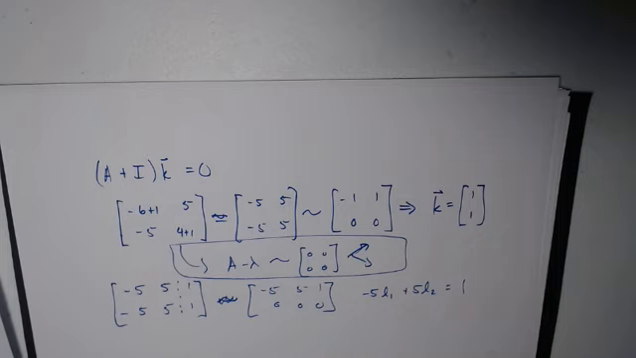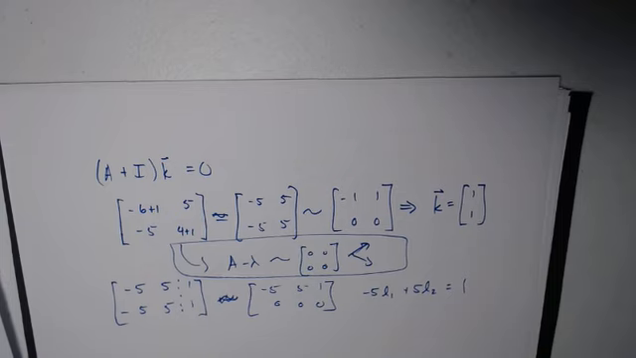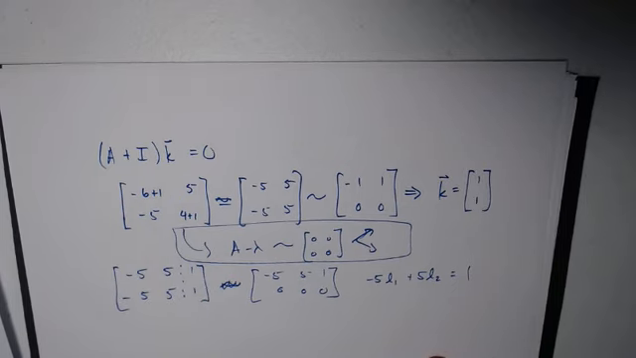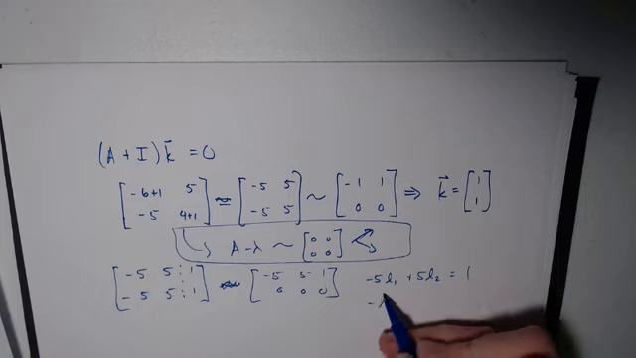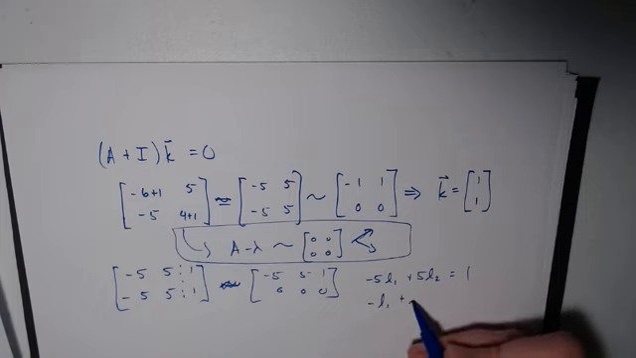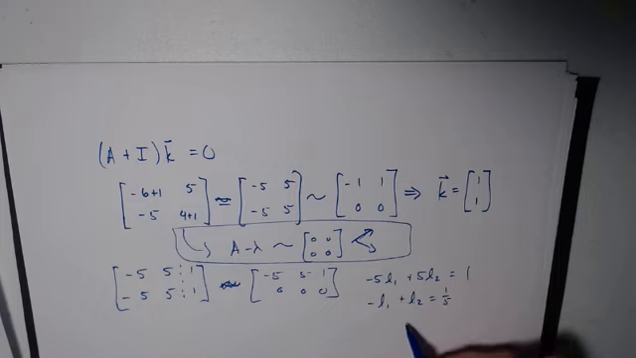And we can pick any l that works for this. We just need a solution to this. So let's pick the one that makes the most sense to us. If I divide through by 5, I get -l1 plus l2 equals 1/5. So l2 equals l1 plus 1/5.